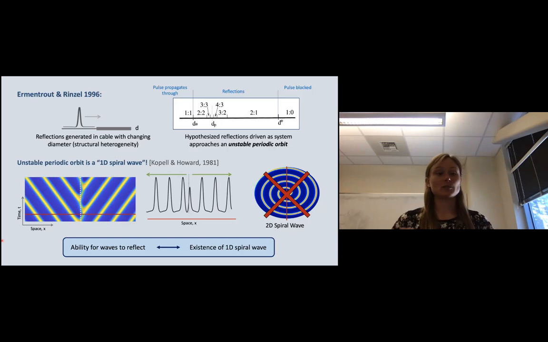Because if the system approaches that periodic orbit close enough, you can generate this series of reflections, or even just one reflection. And so for our case, for this application to cardiac arrhythmias, we don't necessarily care that you can generate an infinite series of reflections. What we really care about is the probability of generating at least one reflection, because then it could initiate this arrhythmic behavior.